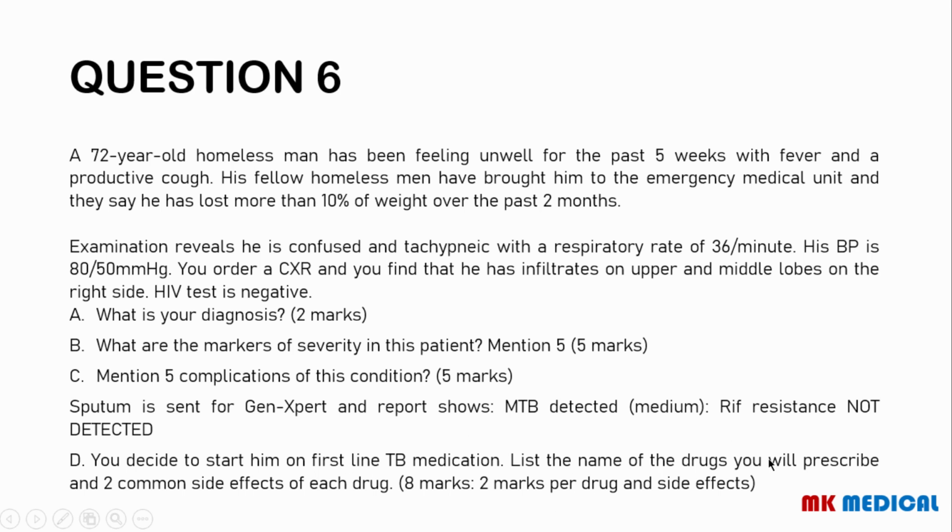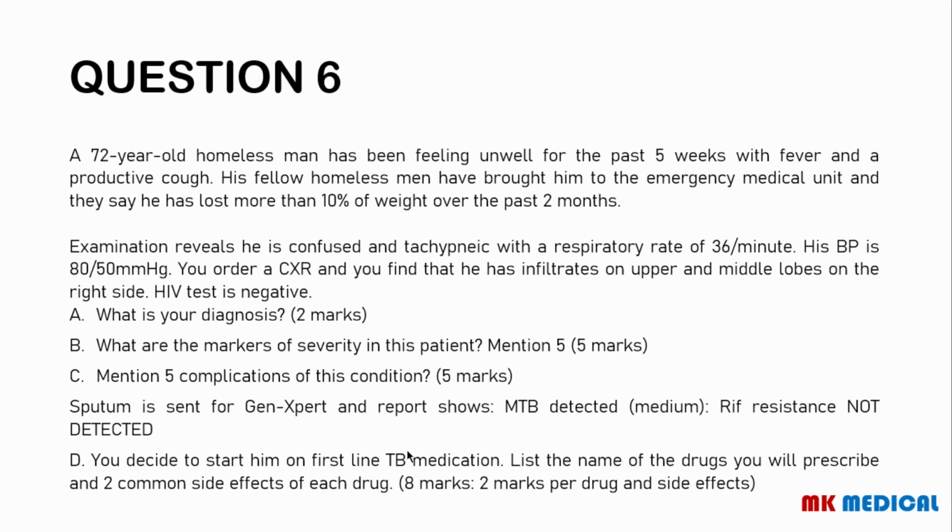List the names of the drugs you will prescribe and 2 common side effects of each drug. So the 4 drugs, remember: RIPE, rifampicin, isoniazid, pyrazinamide, and ethambutol. So rifampicin, one of the side effects is that it causes orange or pinkish or sometimes red discoloration of the body fluids. Their tears may change, their saliva may change, their sweat may change, their urine may change. It may also lead to hepatotoxicity, so it causes some hepatitis.